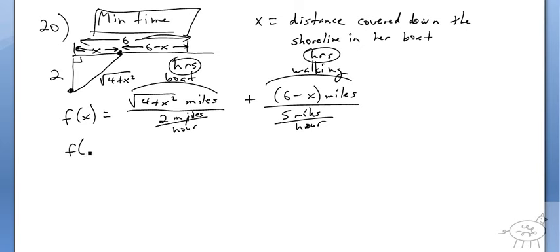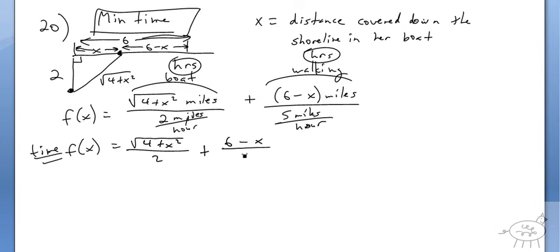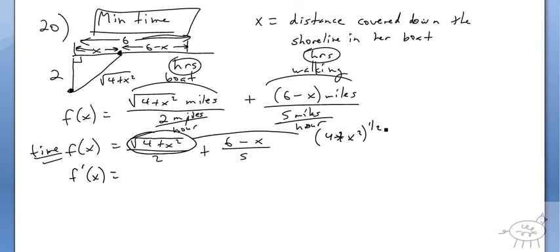So if I simplify this, f of x, which is time, is equal to the square root of 4 plus x squared, over 2, plus 6 minus x over 5. Then we take the first derivative. Now we can use the quotient rule or you can just say 1/2 times that. The quotient rule is pretty easy, especially when you have a constant on the bottom. If I write this as 4 plus x squared to the 1/2 power, it makes it a lot easier. So we're just going to do that.